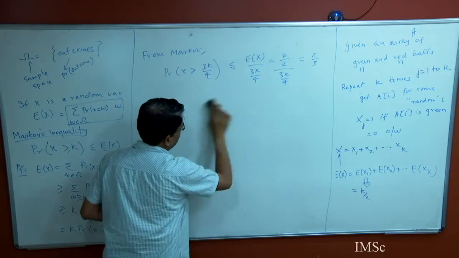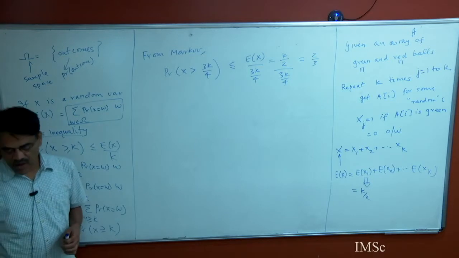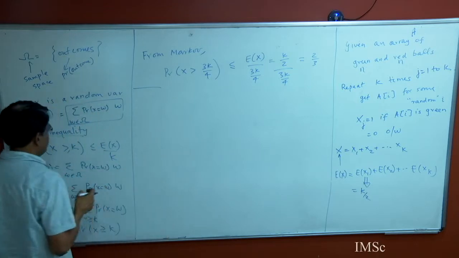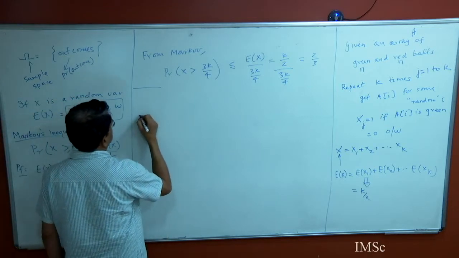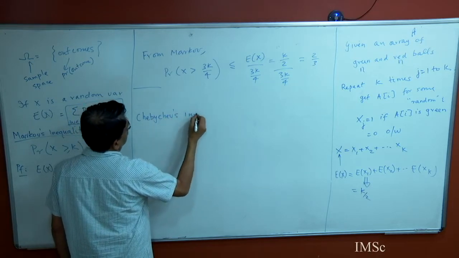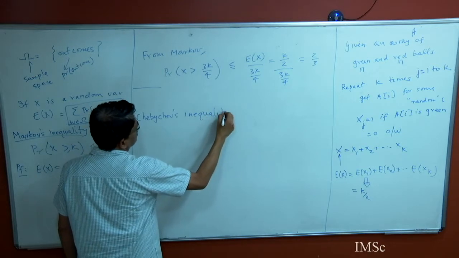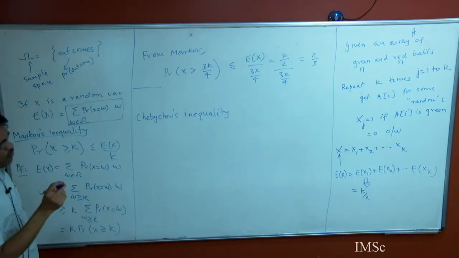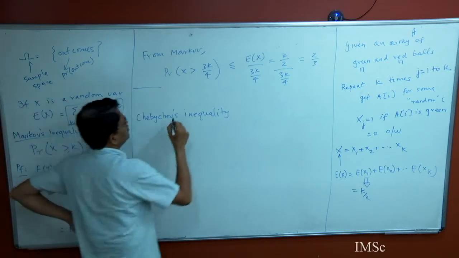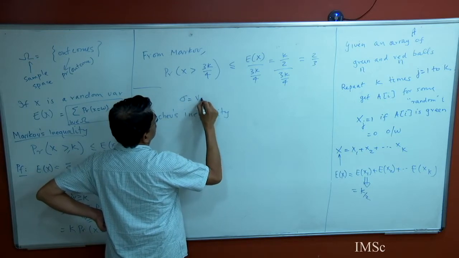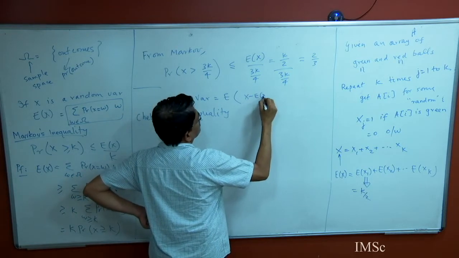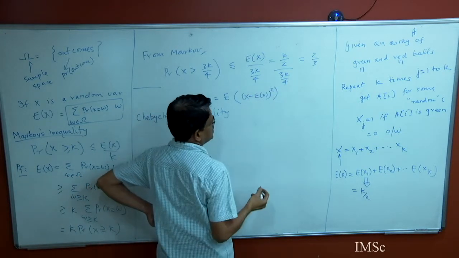Okay, so this is for any random variable. Another popular inequality is called Chebyshev, which requires you to know the variance of the distribution. So what is the variance of a distribution? It is the expected value of (x minus E[x]) whole squared, basically, right?